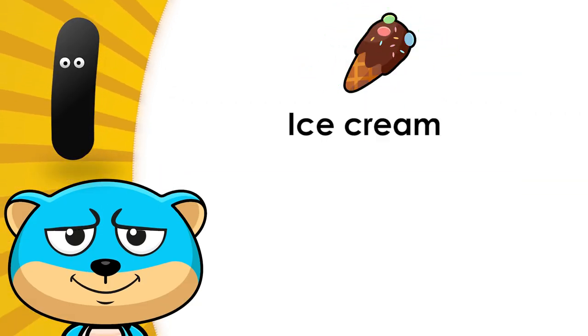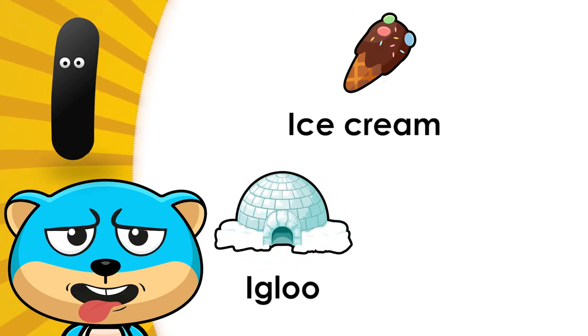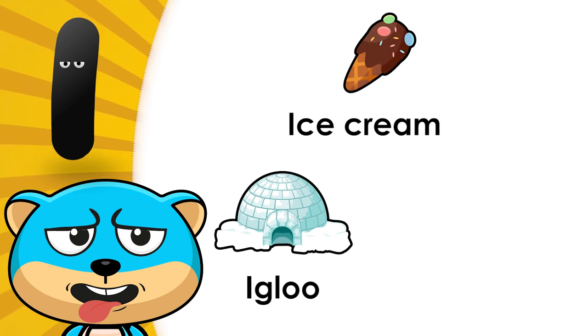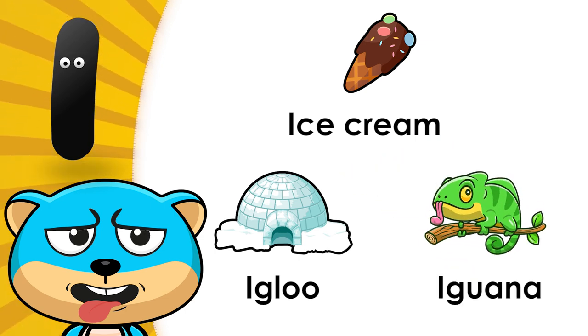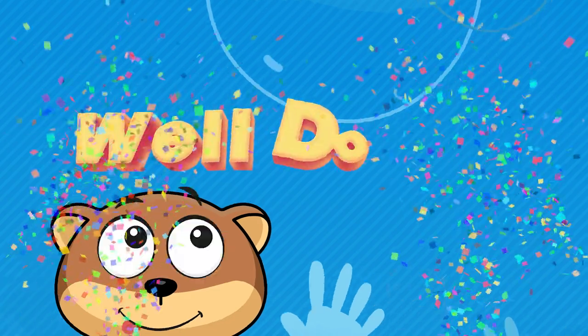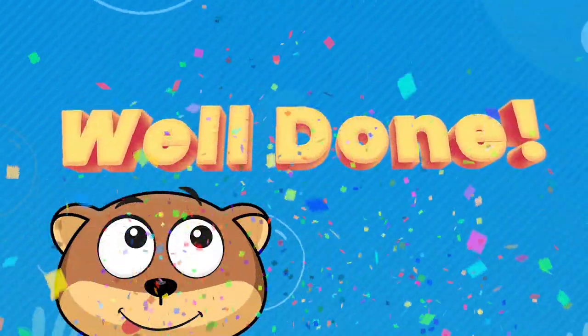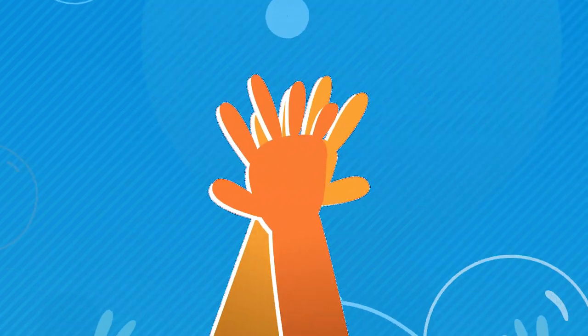I is for ice cream. I is for igloo. I is for iguana. Done. Give yourself one clap.